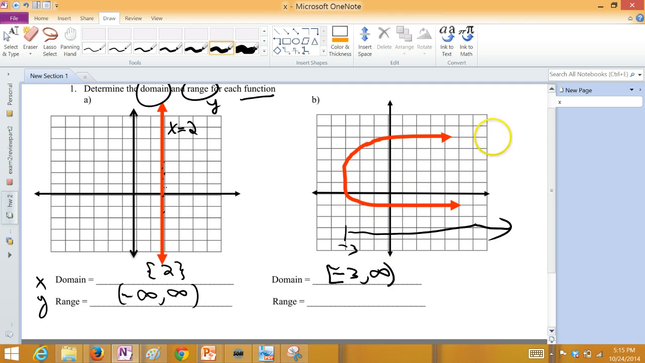When it comes time for y, it looks like you can have any y between these two y values, -1 all the way up to 5. Any of those y values are possible, -1 up to 5, including those two. Include them, use a square bracket. Don't include them, use a parenthesis. So that takes care of the first question.